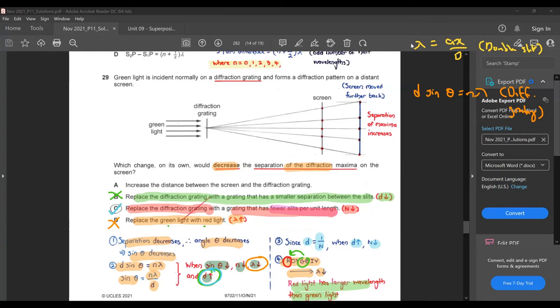N drops, D increases. So that is what we want. Now what about A? A doesn't factor into the equations here. It doesn't factor into the equations that were written here. It has to do a bit with common sense. Now A, they say increase the distance between the screen and the diffraction grating.